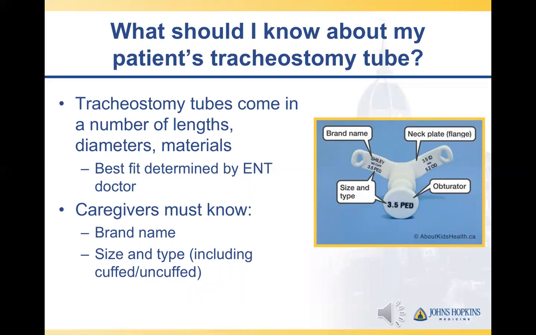As you can see, there are a number of different types of tracheostomy tubes. Further, tracheostomy tubes come in a variety of different lengths and diameters. The best tracheostomy tube for your patient will be determined by their otolaryngologist or ENT doctor. Remember, as children grow, the type of tracheostomy tube or the size of the tracheostomy tube they require may change. It is important that your patients follow up with their otolaryngologist at least yearly.